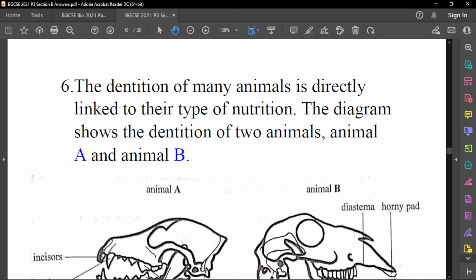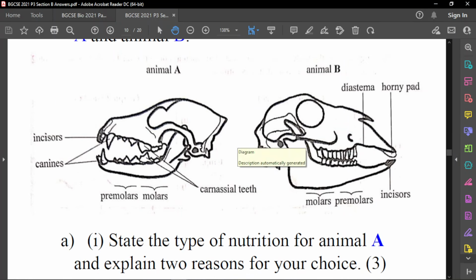It says the dentition of many animals is directly linked to their type of nutrition. So based on the teeth formation, it may determine the type of nutrition, in other words the things that you eat. The diagram shows the dentition of two animals, animal A and animal B. You will notice animal A has incisors, canines, premolars, and carnassial teeth. Carnassial teeth are very sharp, not really canines, but similar to canines.